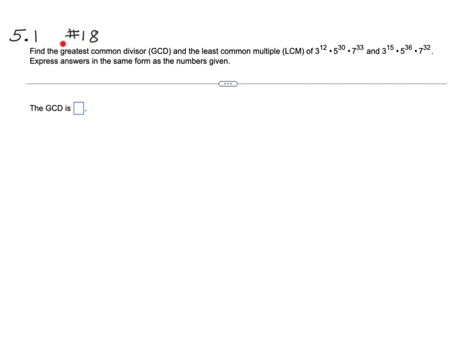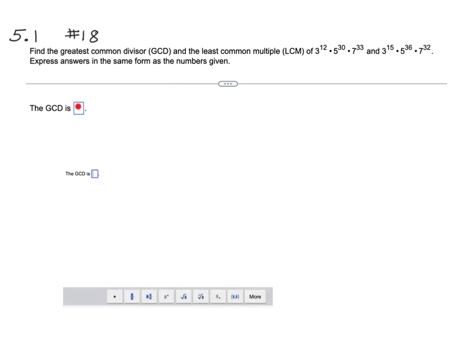In question 18 from section 5.1, we're asked to find the greatest common divisor and least common multiple of these two numbers. These are written in exponential form, so this is a number you could simplify, and so is this. But expressed in this way, it makes it a little bit easier to find both of these things. Let's start with the greatest common divisor. We're also going to enter our answer in exponential form, so not as a single number.